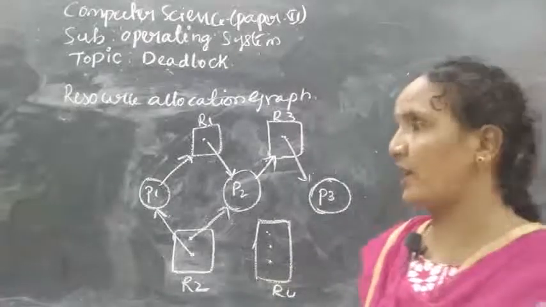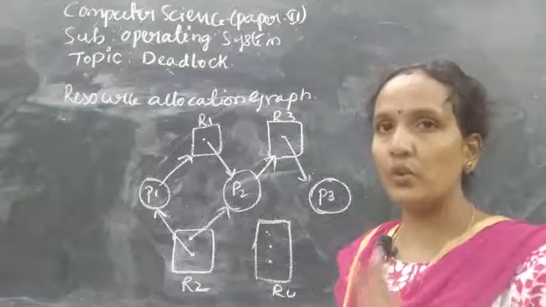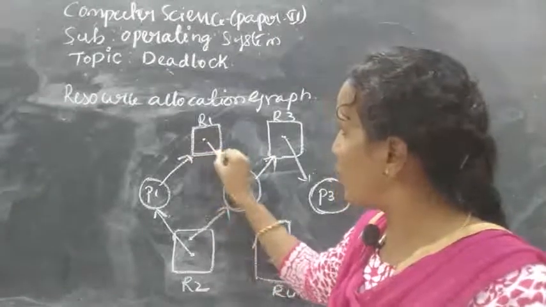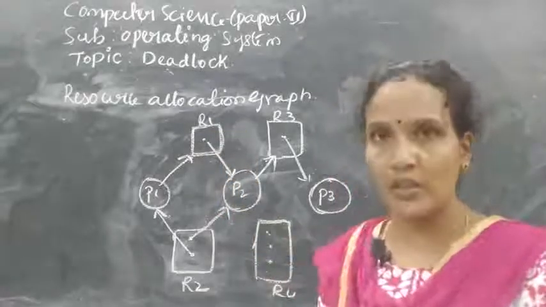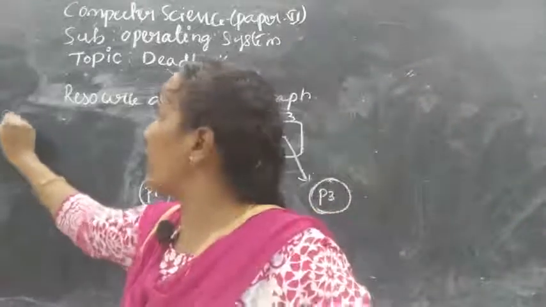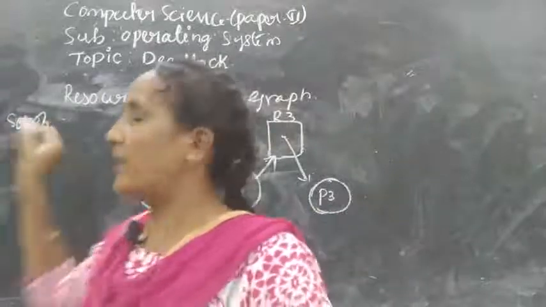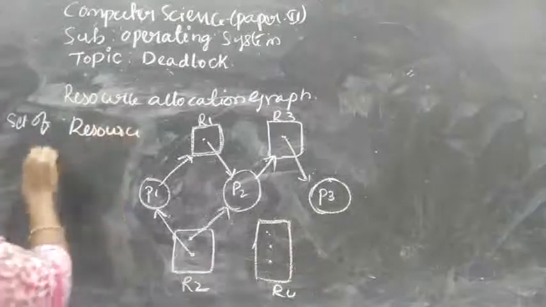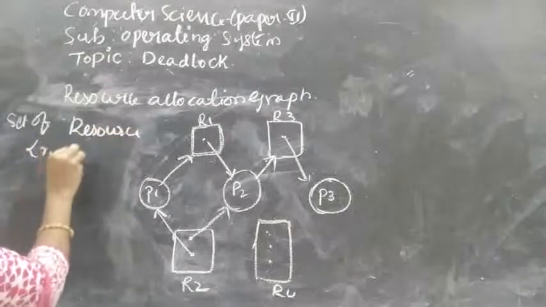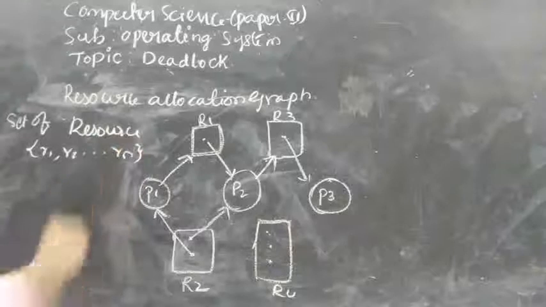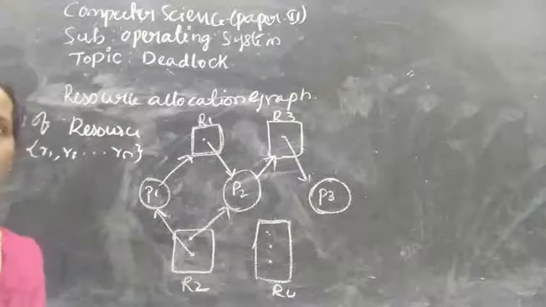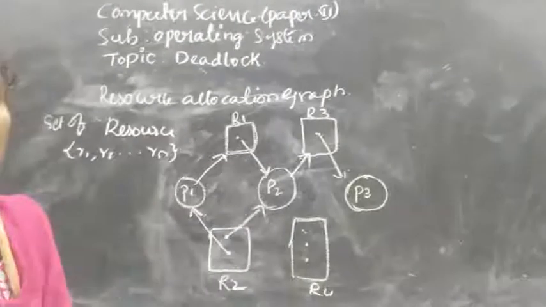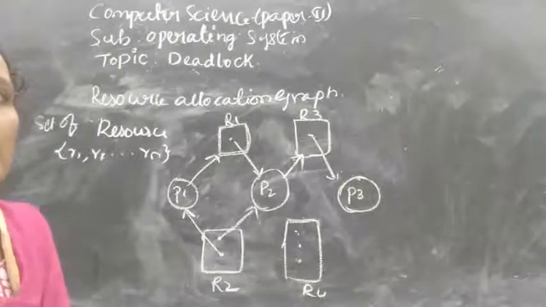Actually, in the resource allocation graph, we have 2 sets. The square nodes represent the resources. The set of resources is R1, R2, and so on, up to Rn. So the resource set is nothing but the set which contains the number of resources.